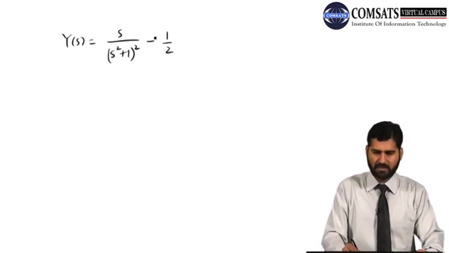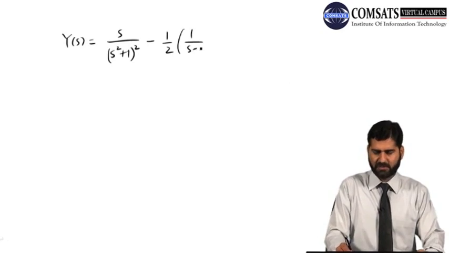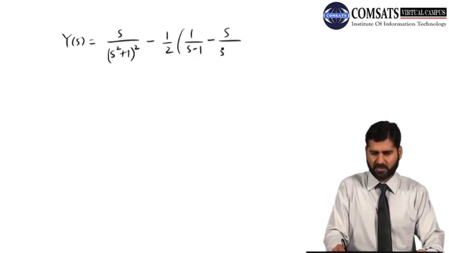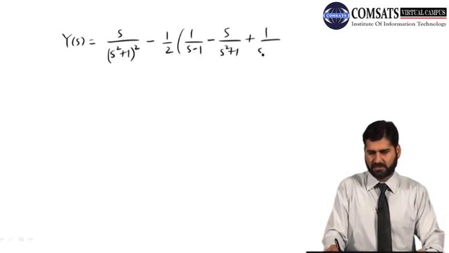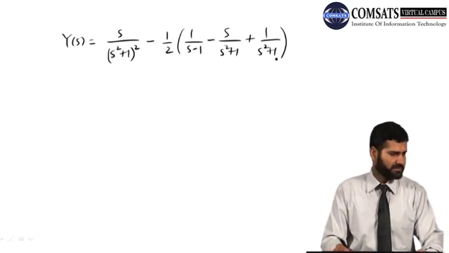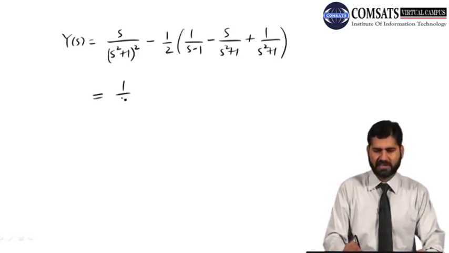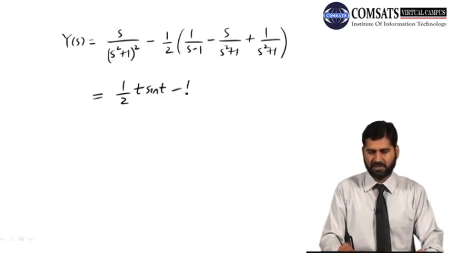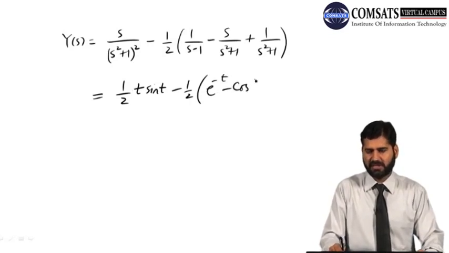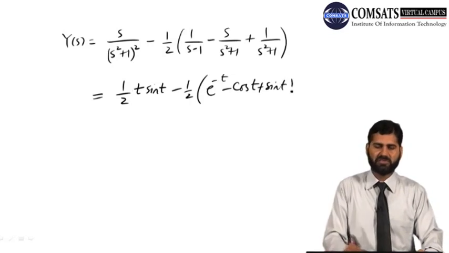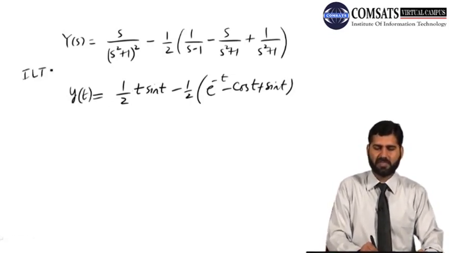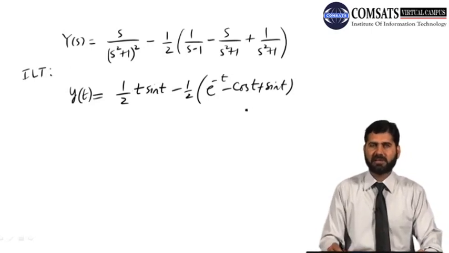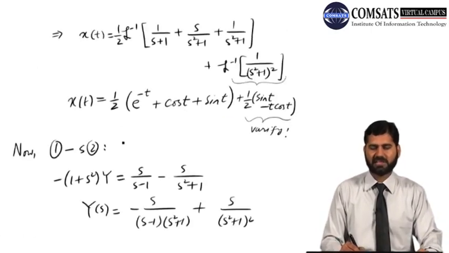So you will get 1 over s minus 1 minus s over s squared plus 1 plus 1 over s squared plus 1. So this is what you are getting. So the answer to this left hand side is 1/2 t sine t and minus 1 over 2 times (e to the minus t minus cosine t plus sine t). So this is your y of t. I took the inverse Laplace transform. Alright? By taking the inverse Laplace, you got the solution of x as well as y.